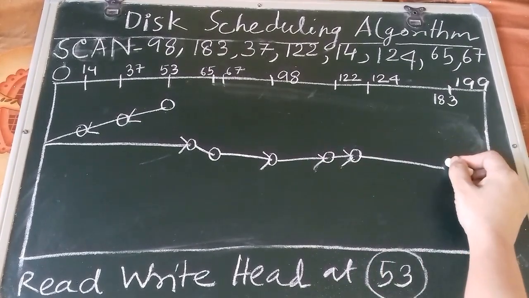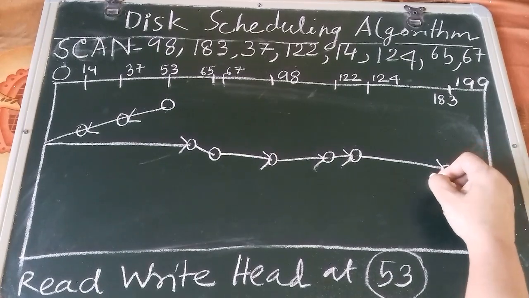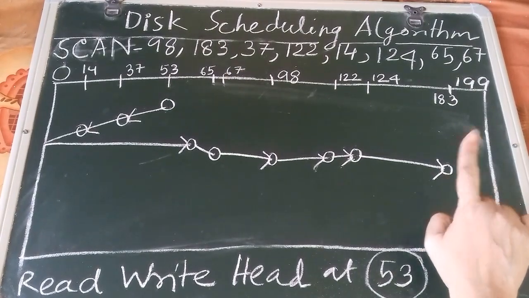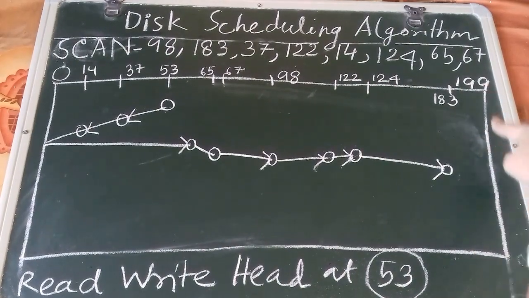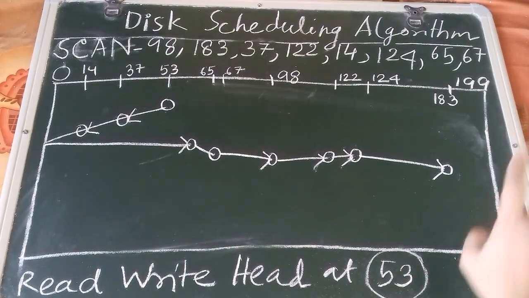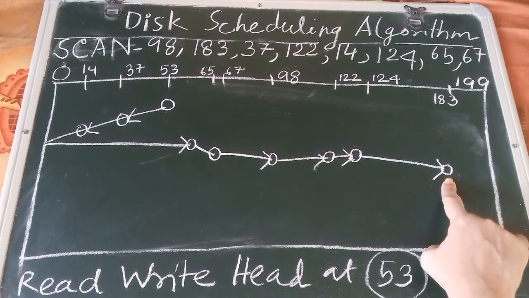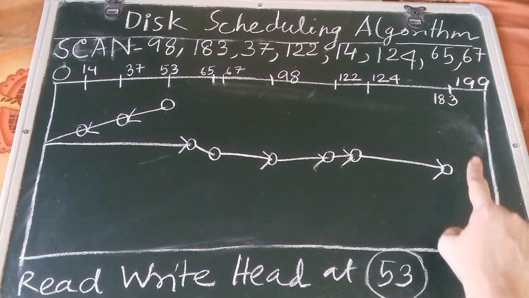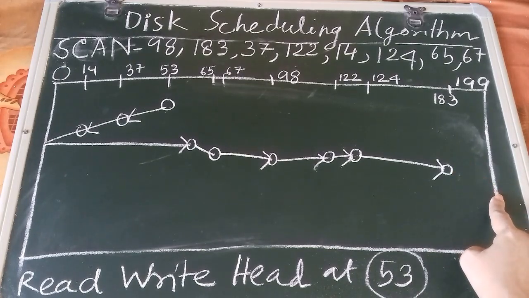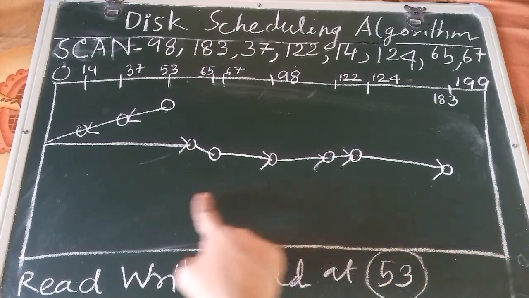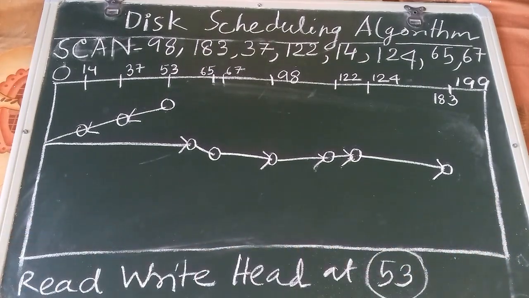From there it will go to 183. See, 183 is the last request towards the extreme end of the disk, where the extreme end is 199. So towards 199 the last one is 183. If another request comes, the disk read write head should go to 199, then it will turn back and satisfy the requests.